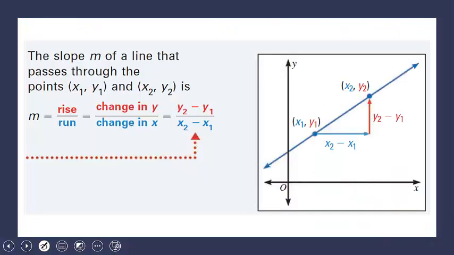When we calculate the slope of the line, we need two coordinate points. You need to name one point, point 1, and the other point, point 2. You do this by saying let x value, y value equal x1, y1, and let x value, y value equal x2, y2. Then we use the equation m, which is slope, equals y2 minus y1 over x2 minus x1.